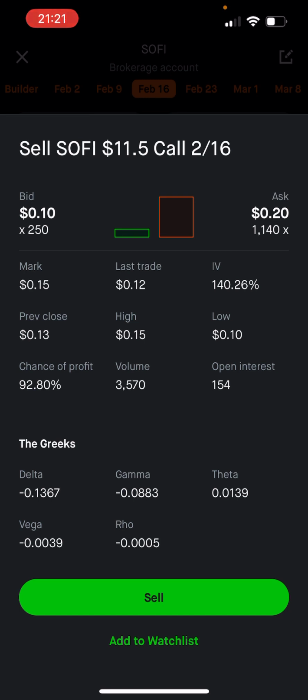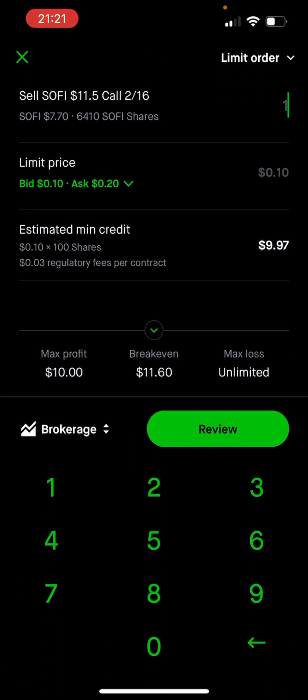So I'm gonna click sell to move forward. We're gonna sell one contract. Remember, each contract is 100 shares and you have to own those 100 shares before you're selling a covered call. We're gonna do the limit price in between the bid and ask price. So we'll do 0.15.